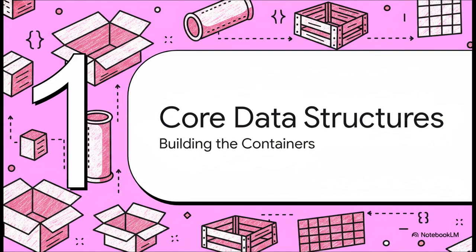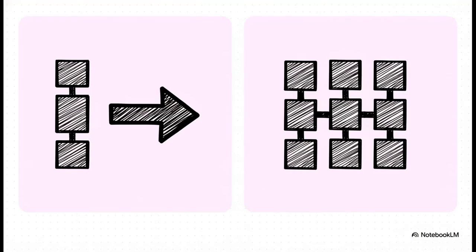Core data structures. Building the containers. This is our very first stop, where we actually construct what's going to hold our data. Okay, so think of a series as just a single column of information. It's a one-dimensional labeled array, and it can hold pretty much anything. Integers, strings, Python objects, you name it. But when you snap multiple series together side by side, that's when you get the data frame.